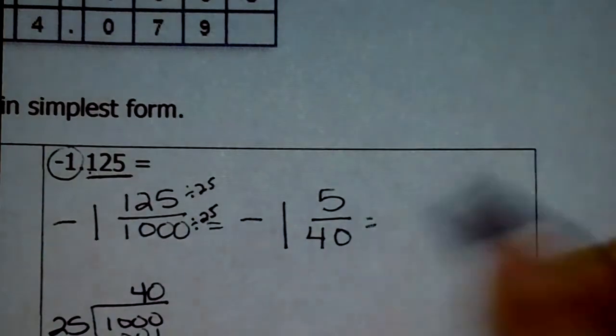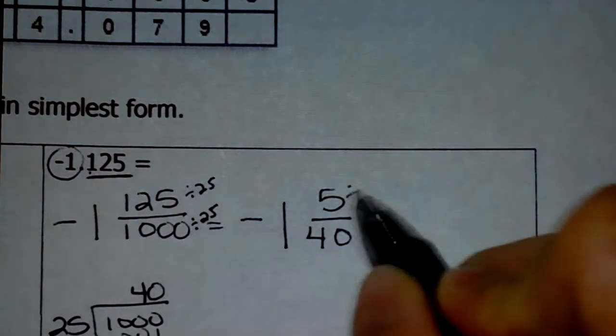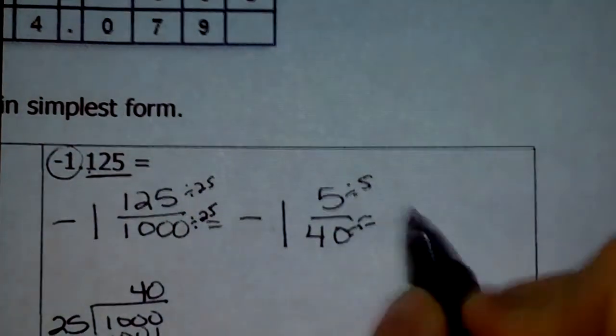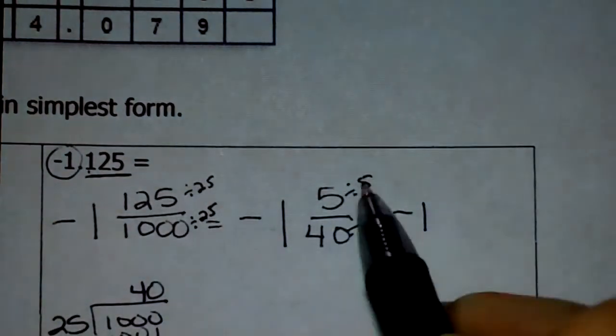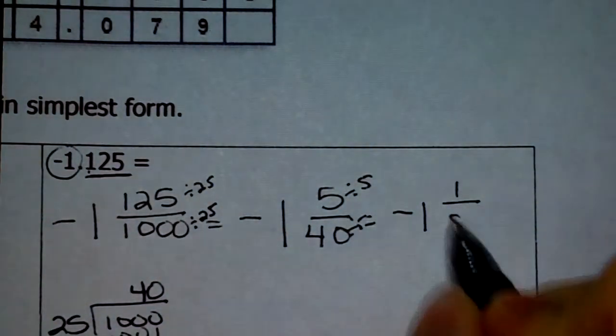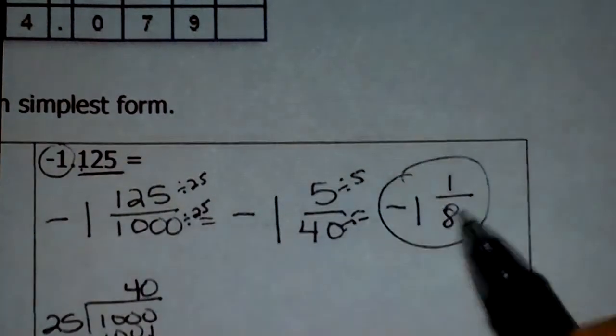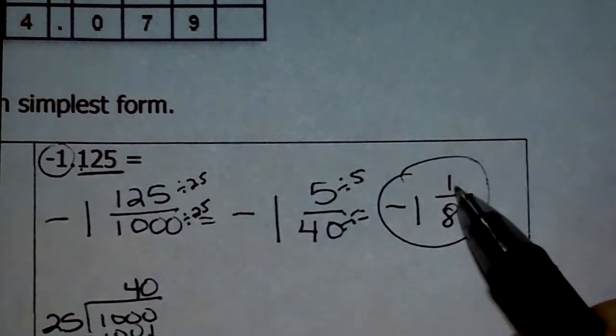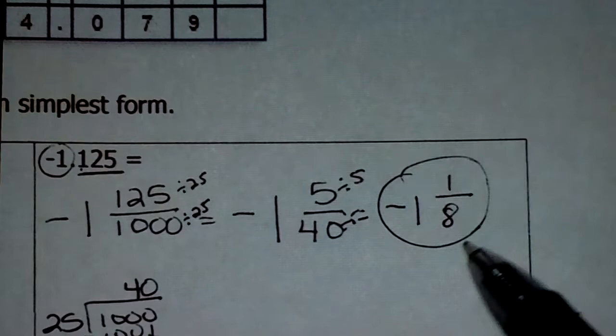So I'm going to simplify this hopefully one more time, and I know that 5 goes into both of those. So I'm going to bring over that -1. 5 divided by 5 is 1, 40 divided by 5 is 8, and now I'm finally done, because there's not a number other than 1 that goes into 1 and 8. So, voila. All right, next example.